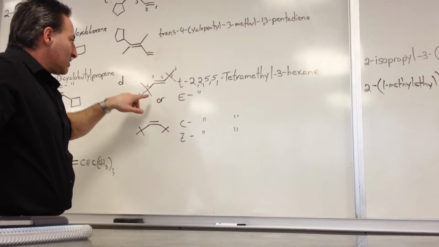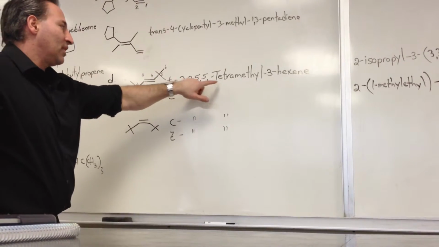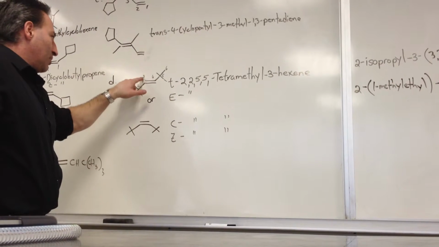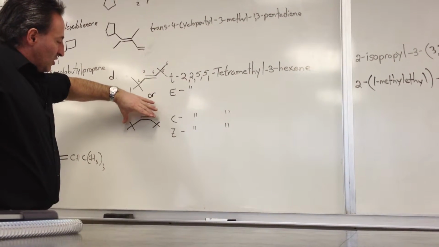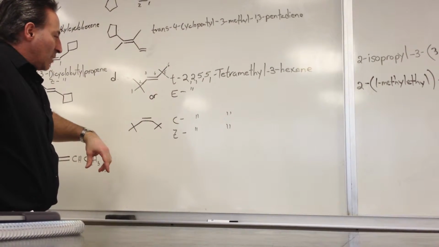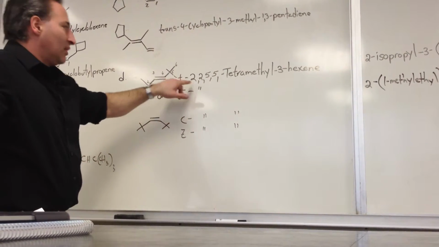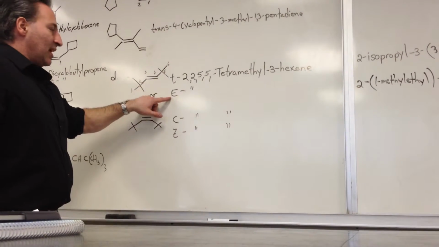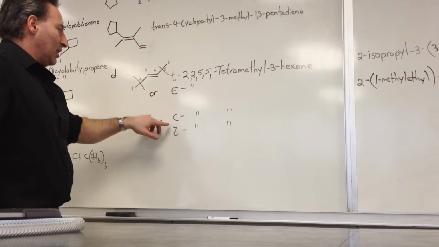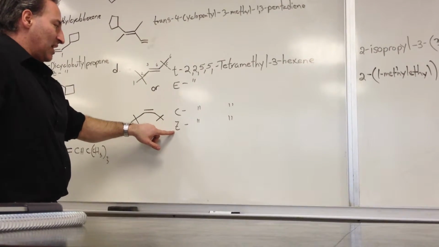So we call it trans, in this case, 2,2,5,5-tetramethyl-3-hexene. And if the 2 heavier substituents on the double bond are on the same side, then we call it cis, same name. And again, recall that trans is the same as E for Entgegen, and cis is the same as Z for zusammen.